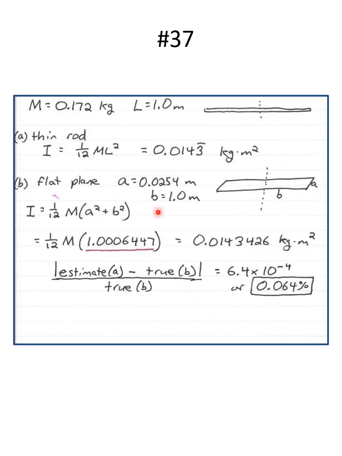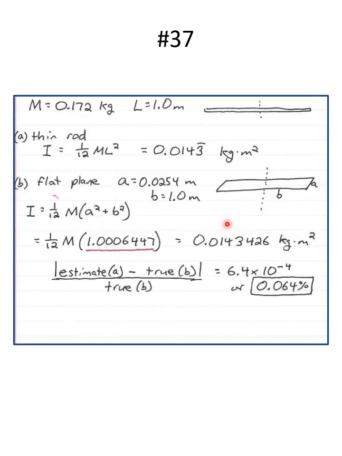1.0006447. Now, I write that out, and I've underlined it because notice how that's a bit different from up here when we did 1/12 the mass times 1 meter. And so that shows the little bit of difference given by the little width of the ruler. Instead of 1, that's going to be 1.0006447. And so we get an answer of 0.0143426 kilograms meters squared. Very, very close to what we got in part A.